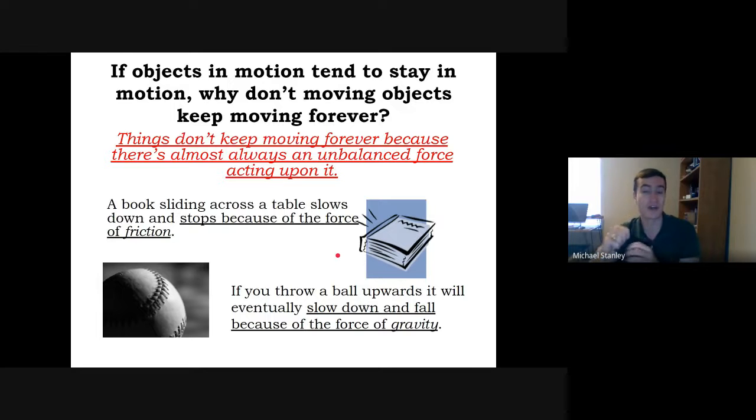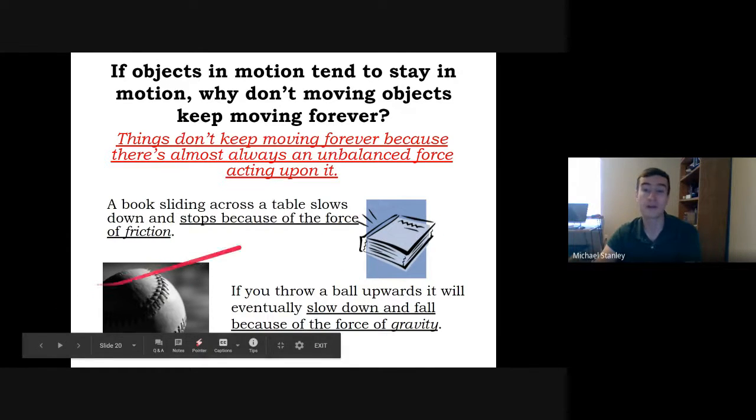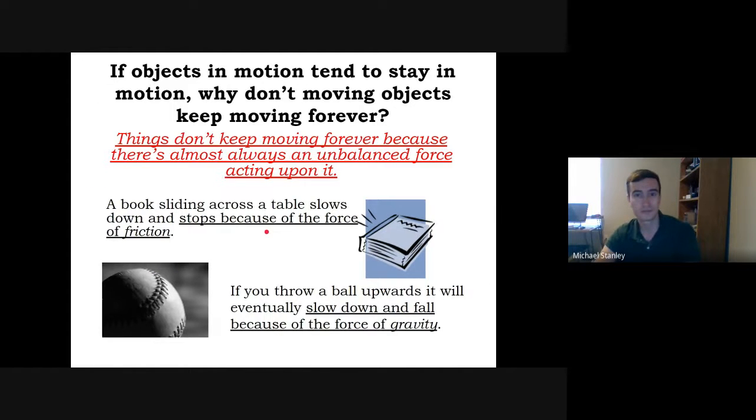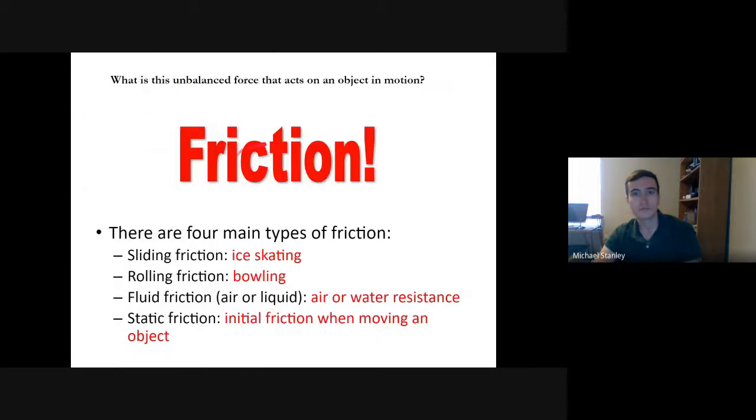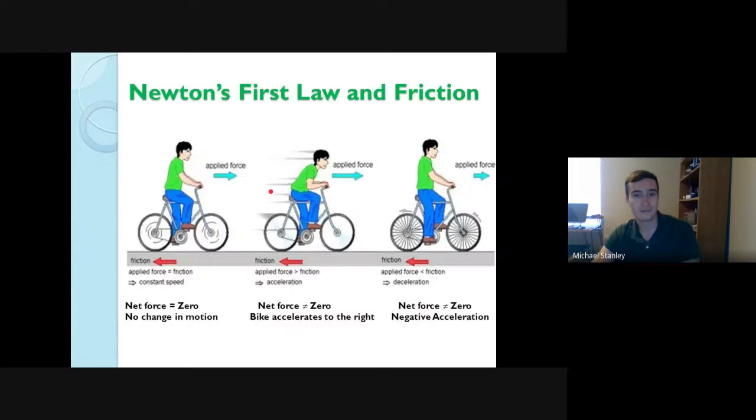That's why when you're driving down the highway, if you stick your arm out the window, you can feel the air pushing against your hand really hard. So all these forces are what affect the motion of things here on Earth. So friction is the big one. It's when two things are moving across each other.